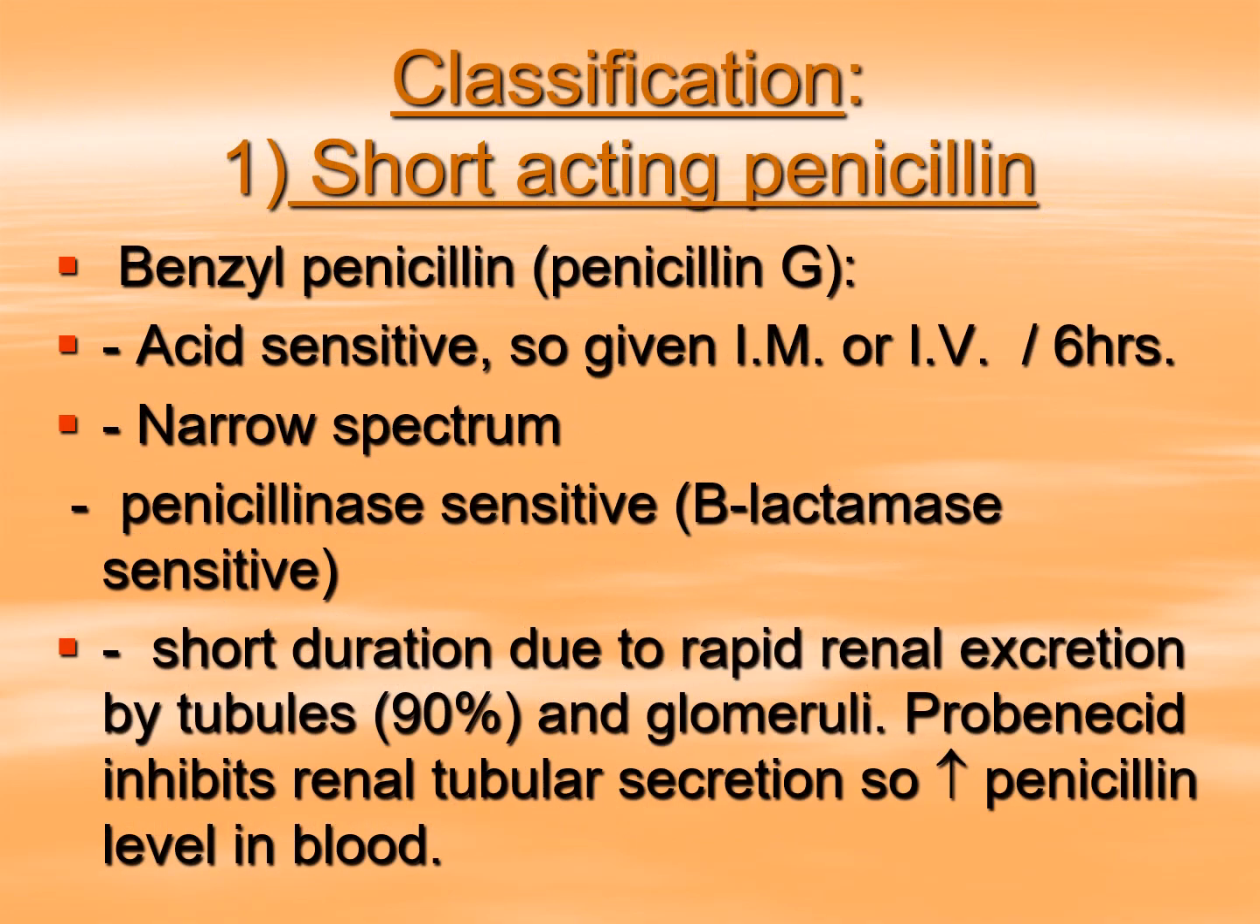Classification. Short-acting penicillin: benzyl penicillin or penicillin G. It is acid sensitive, so it is given either intramuscularly or intravenously. Duration is about 4 to 6 hours. Duration is short due to rapid renal excretion, mainly by tubules, about 90% by tubules, and 10% is filtered through glomeruli. Probenecid inhibits renal tubular secretion, so it increases penicillin level in blood.